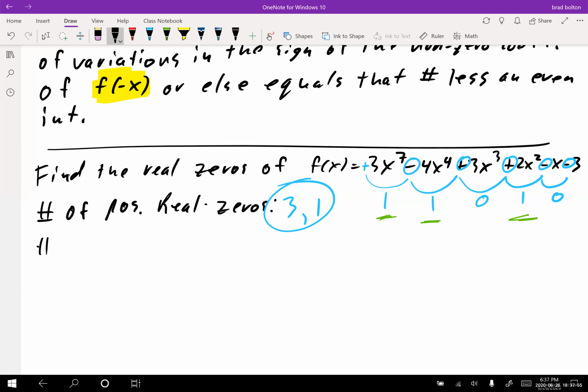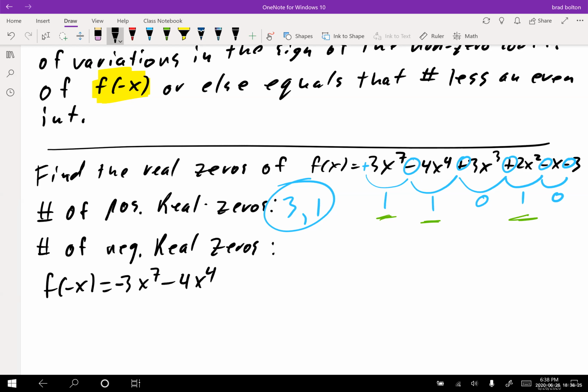Now let's do the number of negative real zeros. But this time I have to do something a little different. I have to plug negative x in. So for this one, I'm going to plug negative x in, and this is going to become negative 3x to the 7th, because if you take negative x to the 7th power, it's going to be negative. This one will stay negative 4x to the 4th because the 4th power keeps it positive, and a positive times a negative is a negative. This one will become minus 3x cubed. The next one will become 2x squared. The next one will become plus x, and the next one will become minus 3.